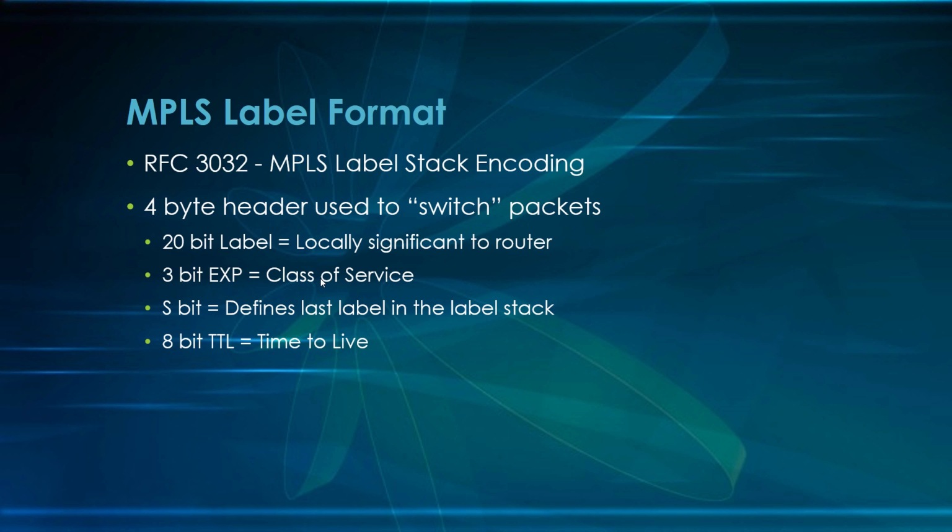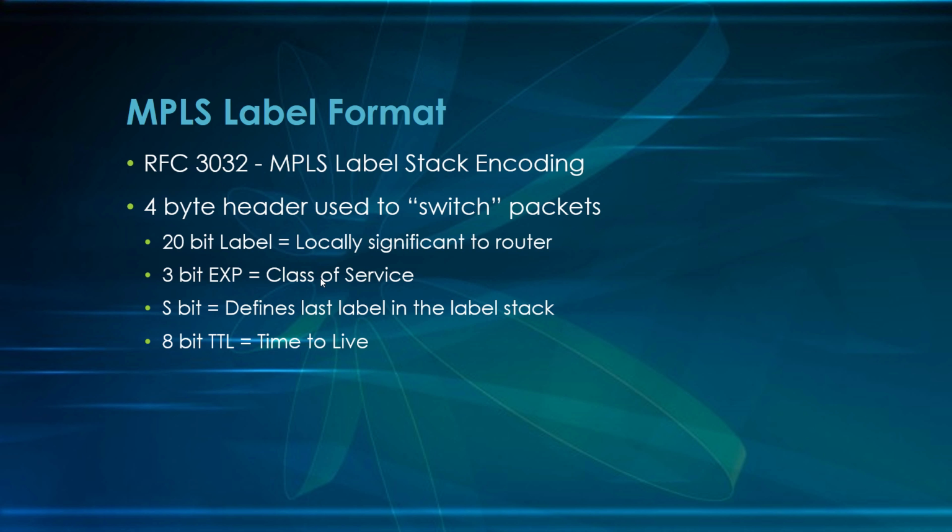And then you get an S bit, which defines the last label in the label stack, and then you get an 8-bit TTL. Whenever you send traffic to the MPLS, whatever TTL value was received by the provider edge router from the customer, that number is then copied into the TTL value of the MPLS header. And then as you traverse the network, every hop you decrement, and then when you reach the remote end, you forward traffic on as usual.